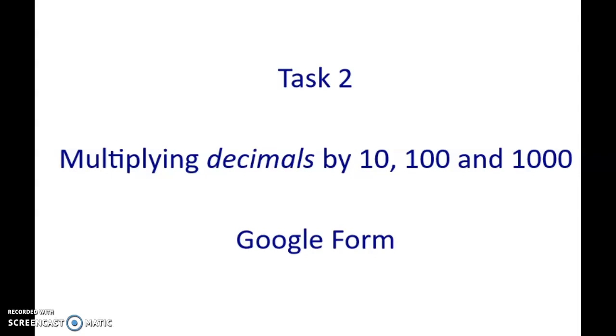So for your final task, I'd like you to go back onto Google Classroom and have a go at task 2, multiplying decimals by 10, 100 and 1,000. Hand your work in by Thursday at 3 p.m. Good luck!